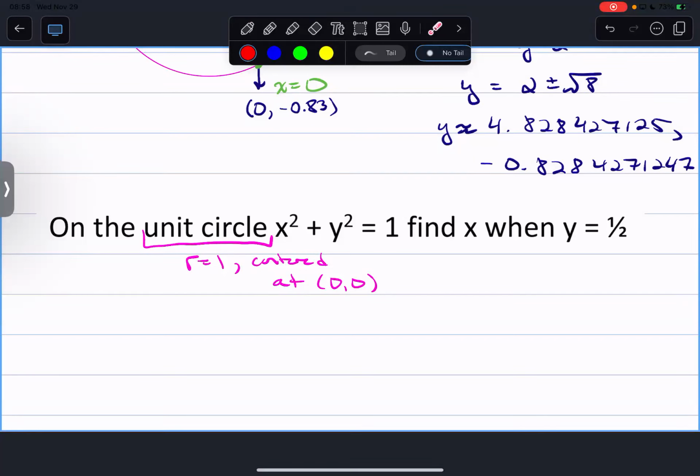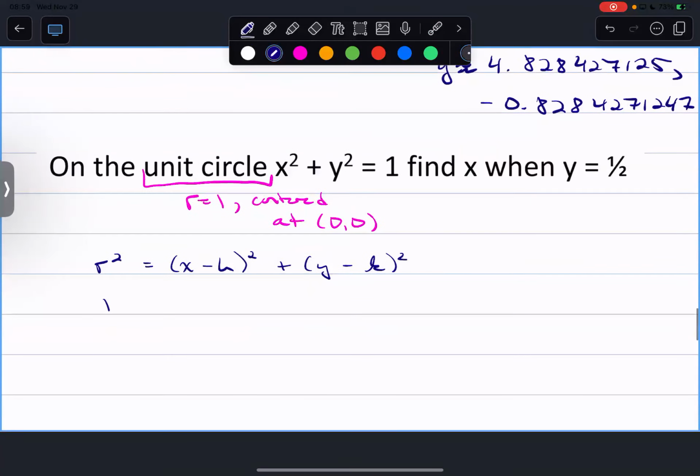So now if we think about our general equation, r squared is x minus h squared plus y minus k squared. h is 0 and k is 0 and r is 1. So plugging in those values, I get 1 squared is x minus 0 squared plus y minus 0 squared, which makes 1 equal to x squared plus y squared.